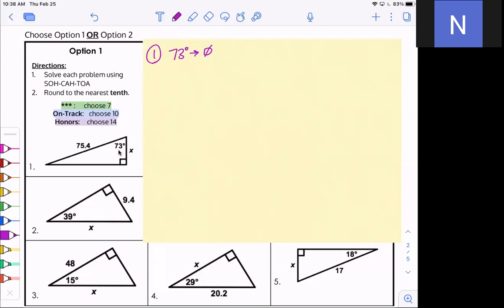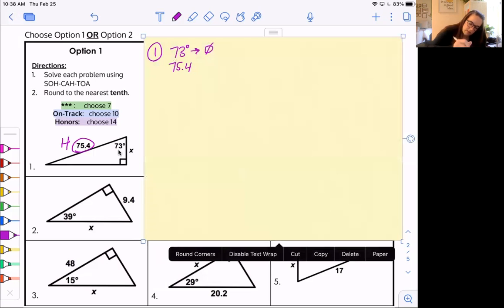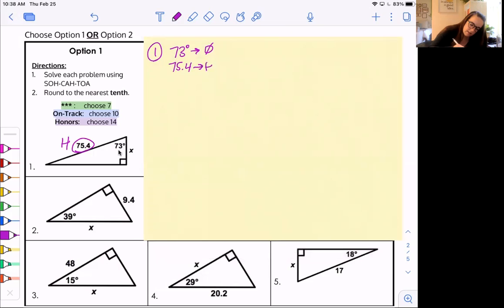74 is the hypotenuse. You mean 75.4? This one over here, right? Yeah, that is your hypotenuse. Okay. And my x is the adjacent. Yes, good job. X is the adjacent. I think sometimes the hardest one is the adjacent, right? Because this one is your opposite, and then that one over there would be your adjacent.